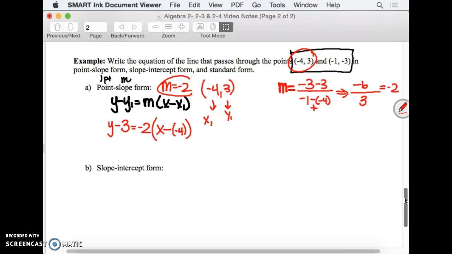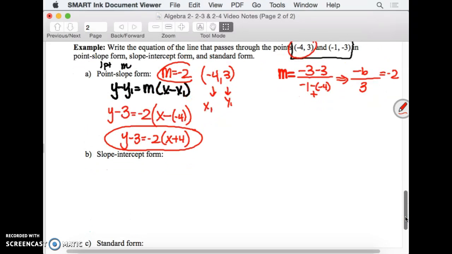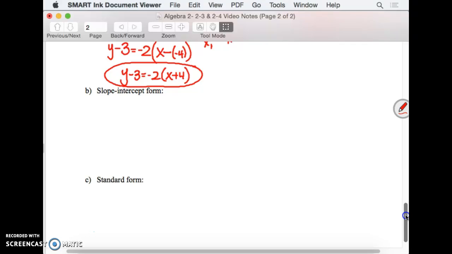If you want to leave it like this, you can. Here's how I would normally write it: -2 times x plus 4. When we have more time, I'm going to explain how this +4 makes it look like the point is actually positive, but it's negative. We'll see some patterns as you're working. So there's point slope form.